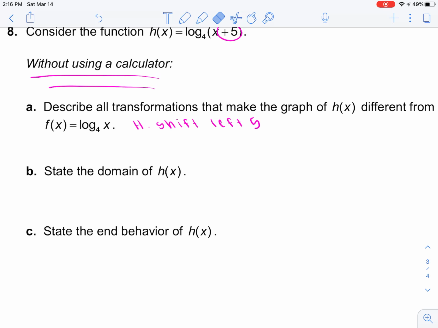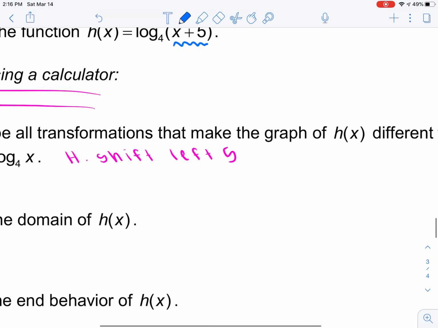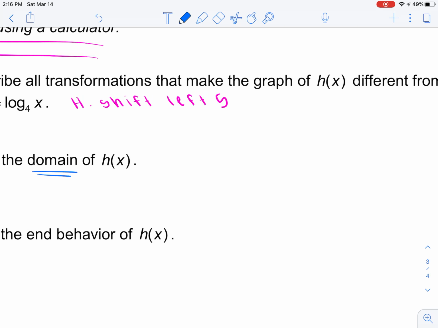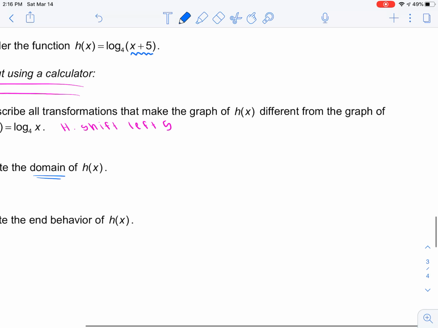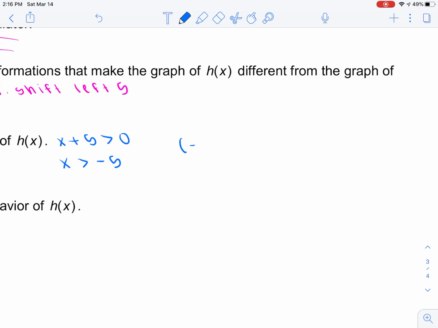Now, when you're asked to state the domain, remember that I said that the argument always has to be greater than 0. So if you are ever asked to state the domain of any log function, you're going to take what's in the parentheses and say that it has to be greater than 0, and then solve for x. This right here represents the domain of our function. The number that you get right here is actually going to be the asymptote value, because think about that is when it's going to equal 0.